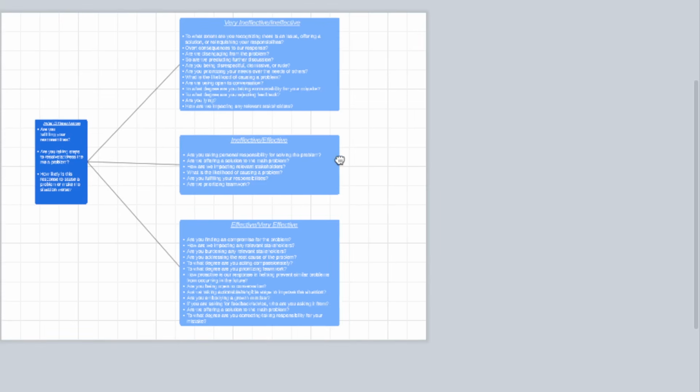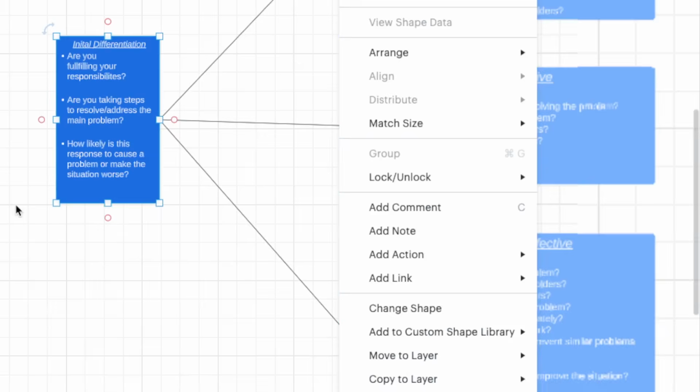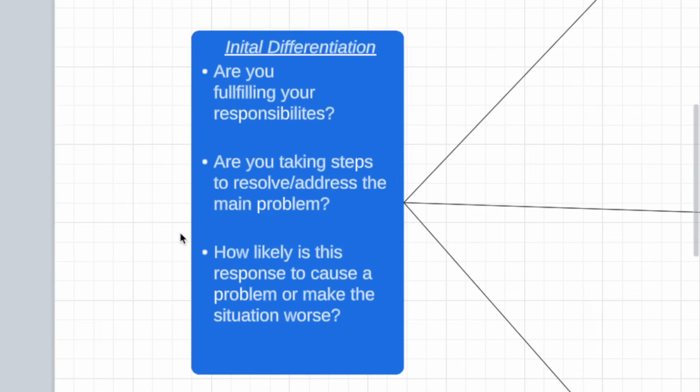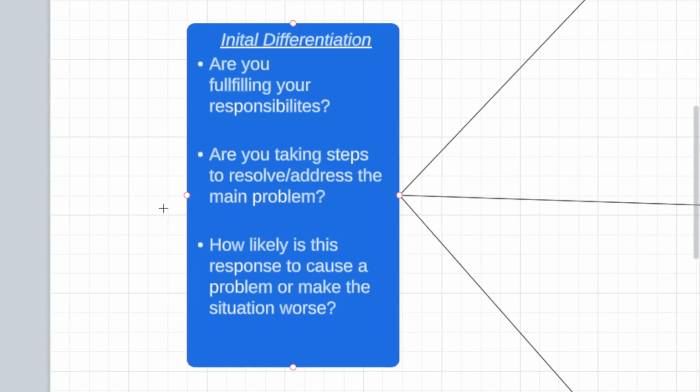Well, we have this flowchart, and I'll get into it a bit more, but if we just look at our initial differentiations, these are some questions you can ask. Are you fulfilling your responsibilities, right? Are you taking steps to resolve or address the main problem? And how likely is this response to cause a problem or make the situation worse? So how do we get to these 3 questions? And this is not a comprehensive list, right? These are just some of the questions that you could use, but that we found to be quite useful as we went through the 30 questions.